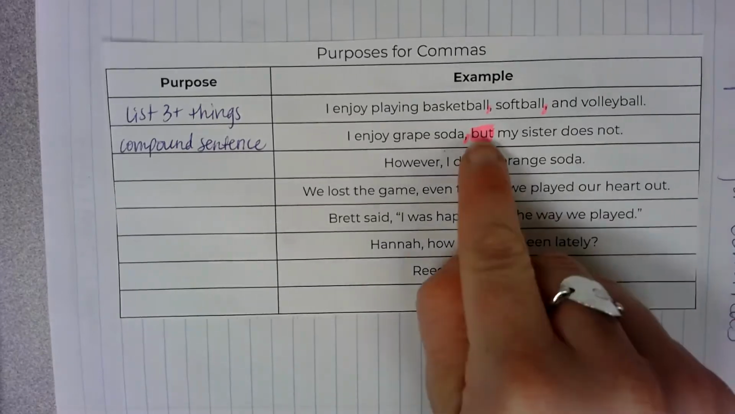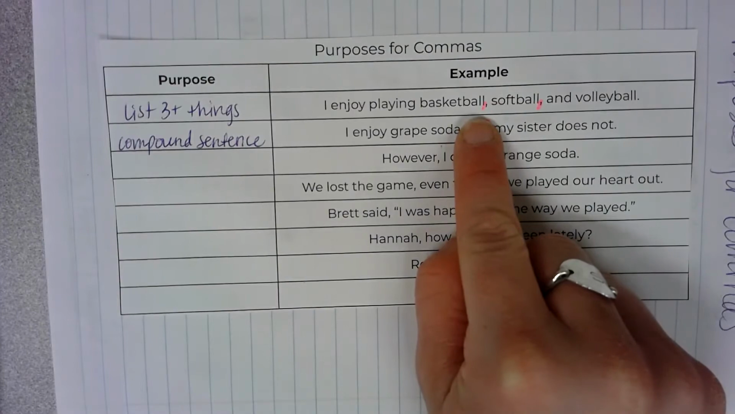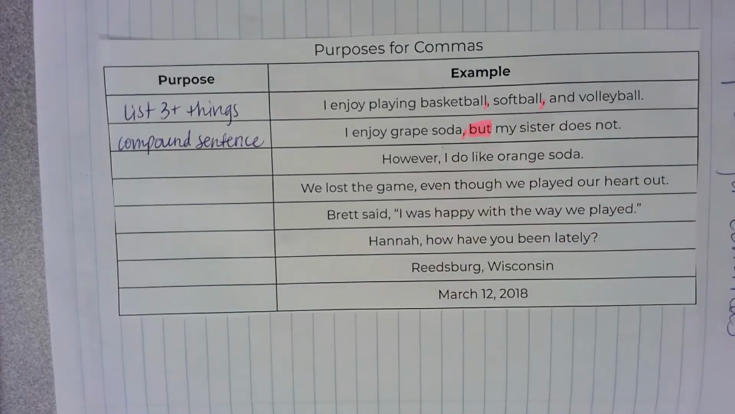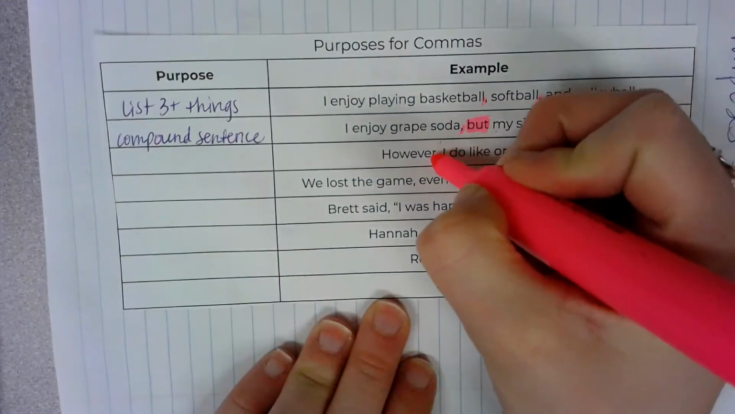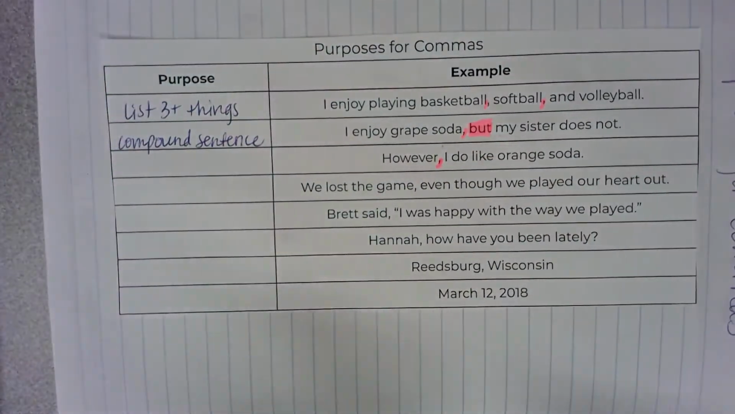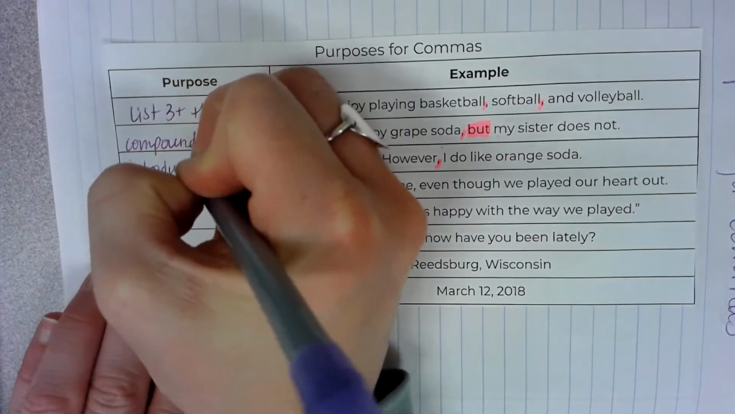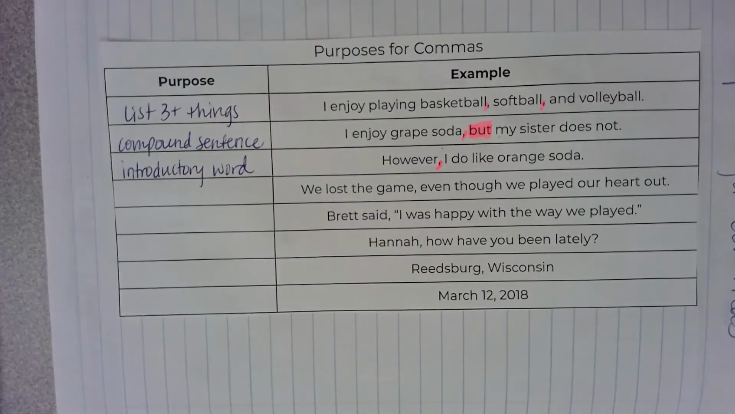You could ignore that and have, I enjoy grape soda, period. My sister does not, period. And those are two simple sentences on their own. But if you want to make them one, you can combine them with a comma and a FANBOYS, and that's what a compound sentence is. The next one says, however, comma, I do like orange soda. This would be an introductory word. That would be the purpose for this one.